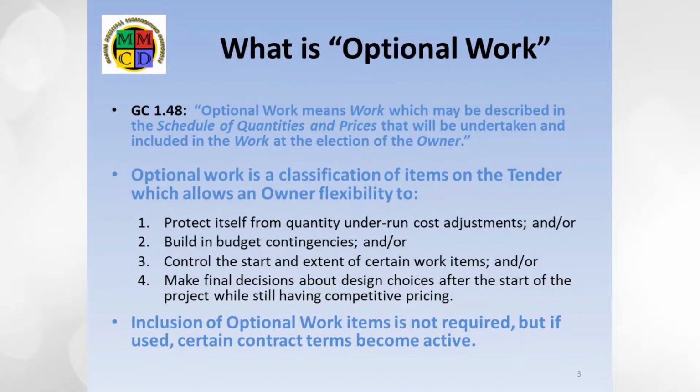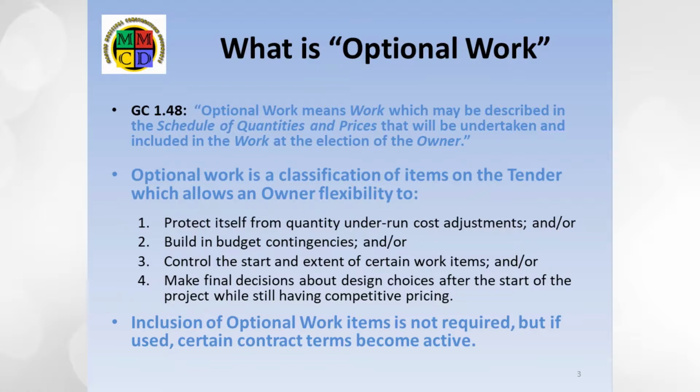So why have it? There are four good reasons that come to mind. First, some work items may not be easily quantifiable. By classifying them as optional, the owner is protected from claims for quantity underrun adjustments. Second, it allows the person creating the tender to build in contingency funds. This is often necessary due to municipal funding policies and the often difficult approval process to obtain additional funding should the project go over budget.